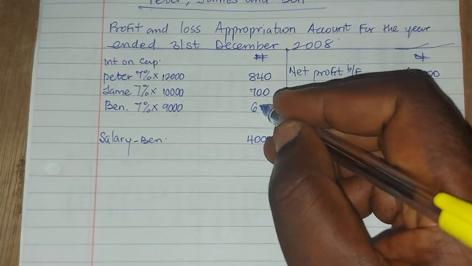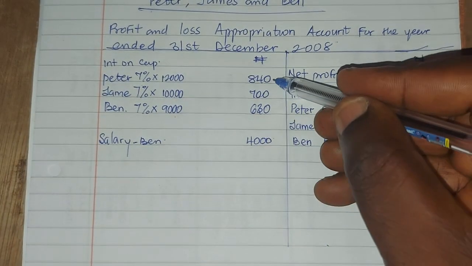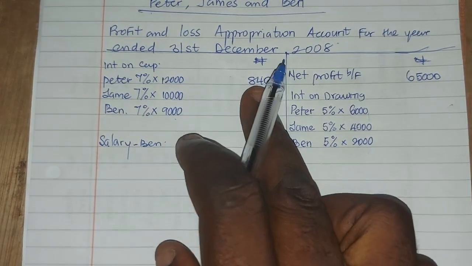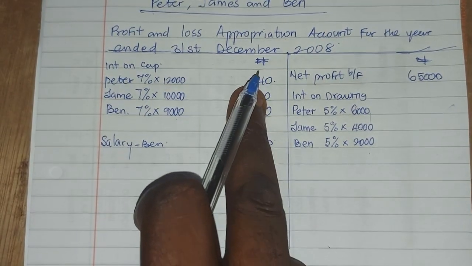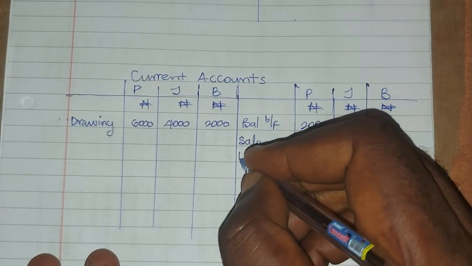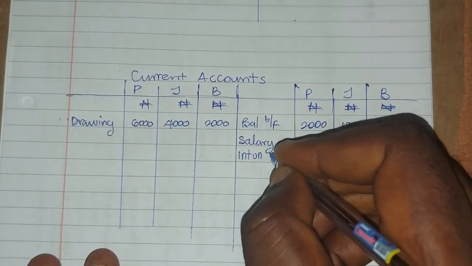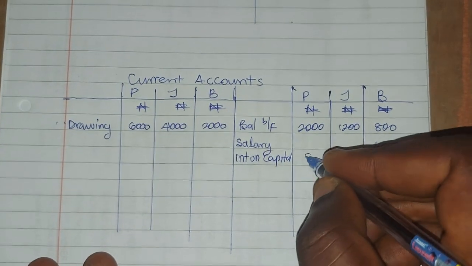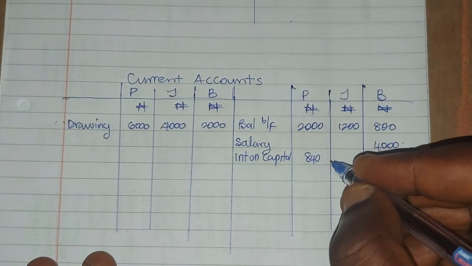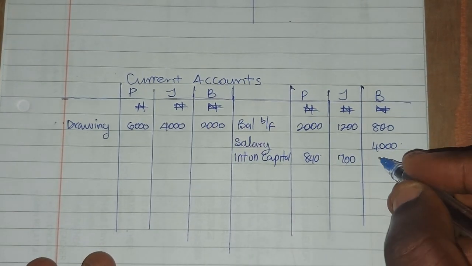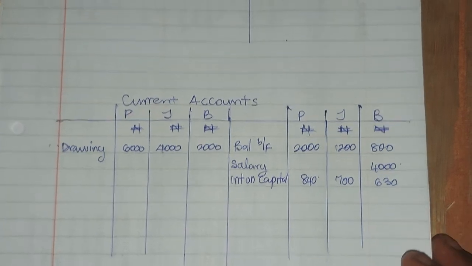So we have 630. Then immediately you have debited the appropriation account, then the credit entry goes into the current account. So we have interest on capital: 840, 700, and 630. So the double entry is completed.